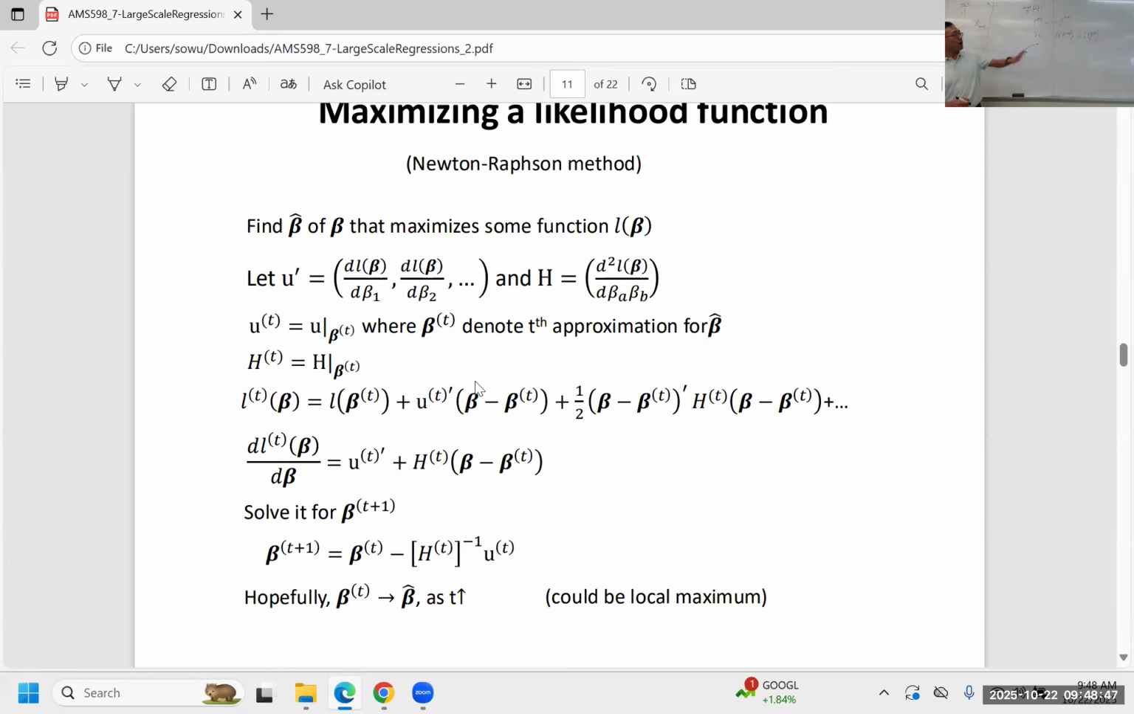The goal is, how can we find such a beta t plus 1? How can we update this beta at each step such that this condition is satisfied?